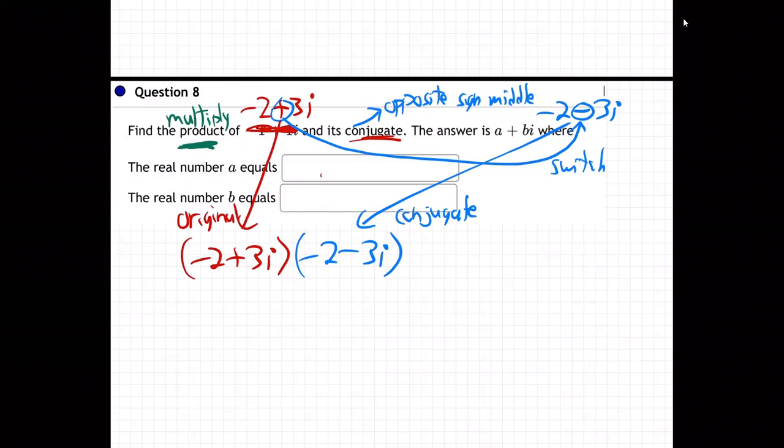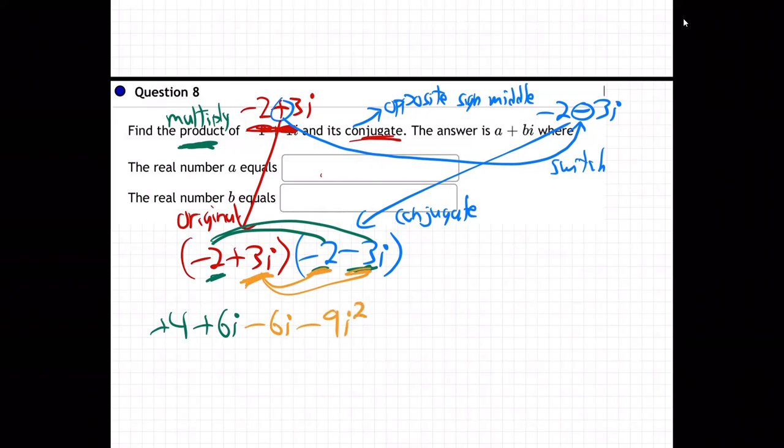So how do you do it? Well, you know how to multiply two things with two things, right? The first one goes to both, and then when he's done, the second one goes to both. We've done this before. First to both, second to both. Here we go. -2 times -2 is plus 4. -2 times -3i, negative times negative, is positive 6i. And now plus 3i times -2 is -6i. Plus 3i times -3i is -9i squared.